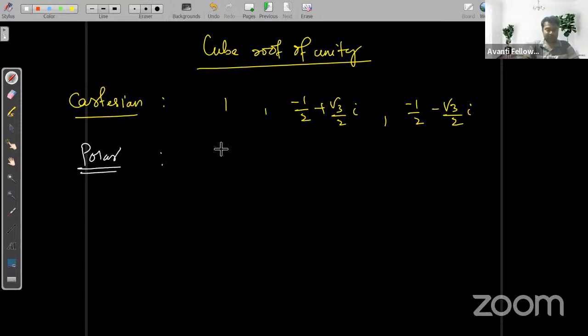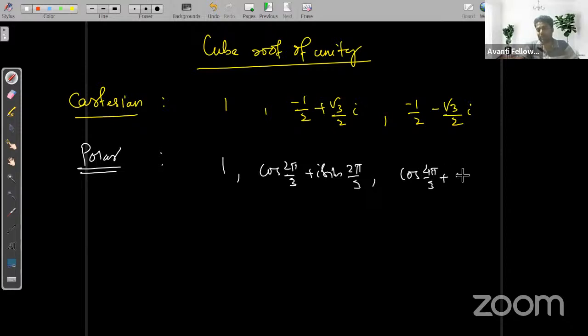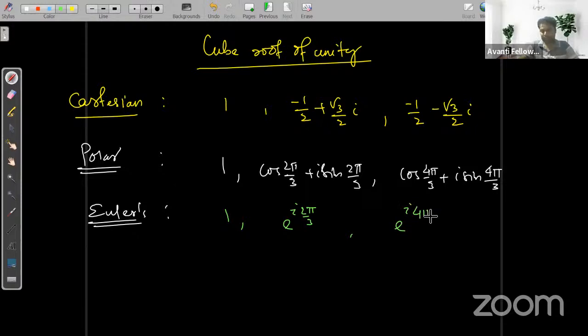The polar form is: one is 1, the second is cos of 2 pi by 3 plus i sine of 2 pi by 3, and the third one is cos of 4 pi by 3 plus i sine of 4 pi by 3. If we talk about the Euler's form, the first is 1, the second is e to the power i 2 pi by 3, and the third is e to the power i 4 pi by 3. This is Euler's form. Now we will give the notation.